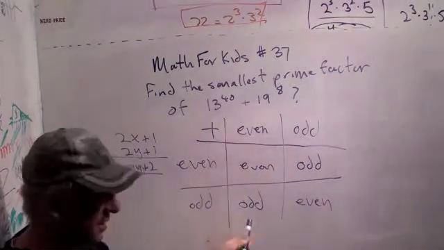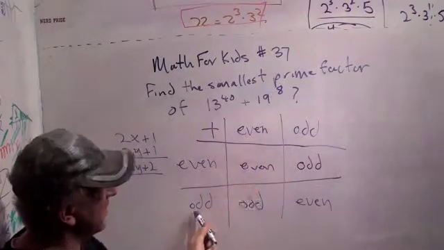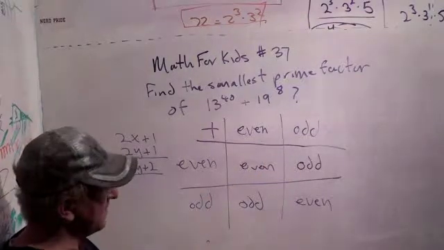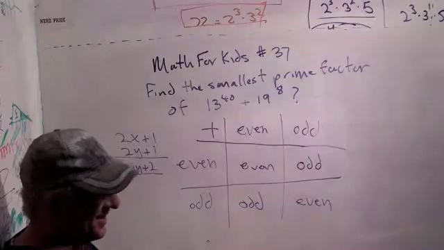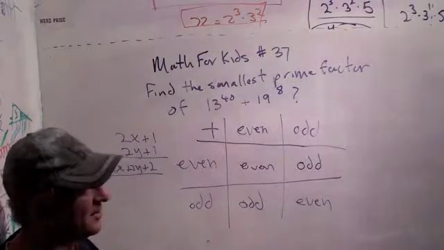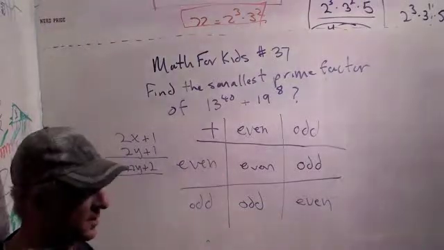Even plus odd is odd. And odd plus odd is? Even. That's odd. No, it's even. Okay. Alright, so now that we've done our pluses, what should we do next?